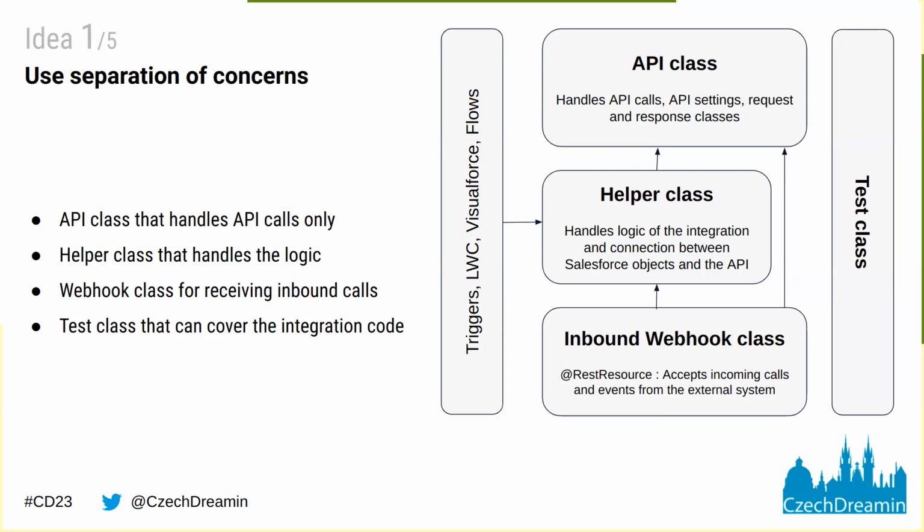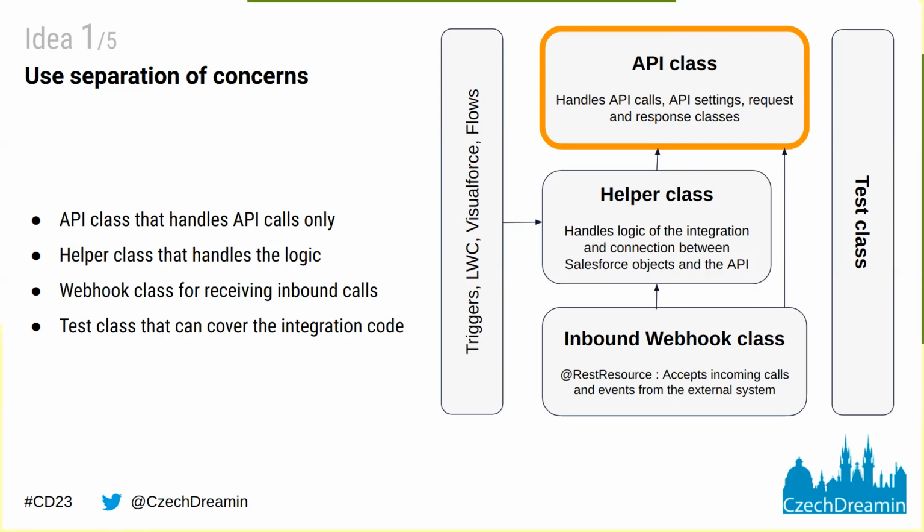Separation of concerns is a concept in code that you use to separate the functionality of your code in different places, in different classes that do not overlap each other, and you can layer them as layers in your application. And in this case, for REST API integrations, this is the structure of classes that I'm using ever since that project. And I'm going to describe each class from this framework.